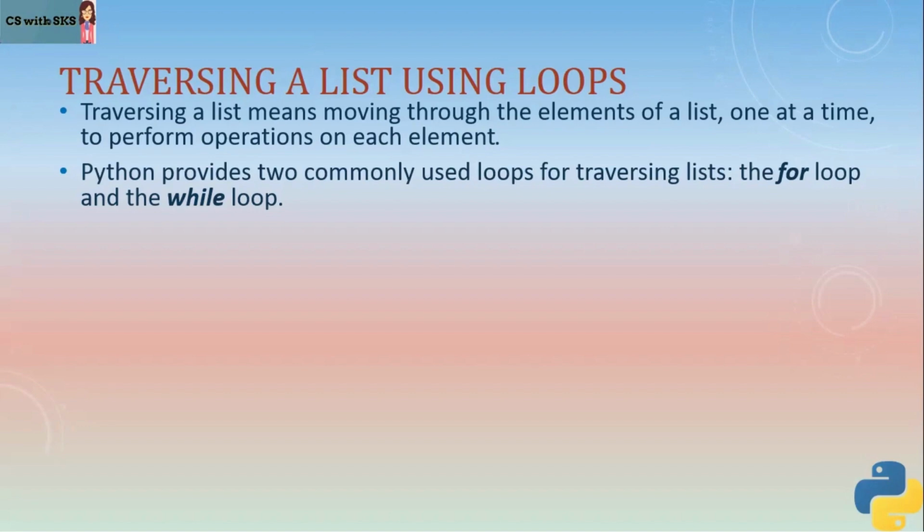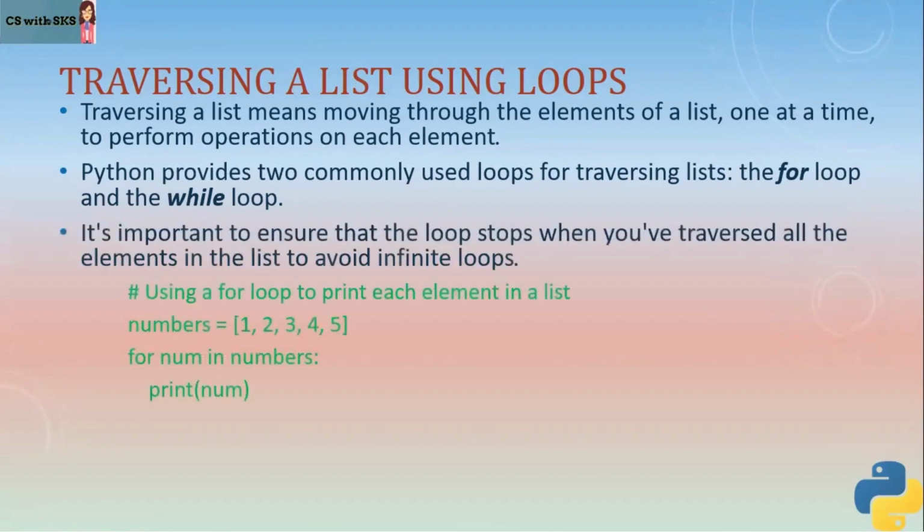looping statements. So in Python, we have for and while, and we can traverse lists using both these loops, right? So you need to ensure that loop stops when you have traversed all the elements in the list to avoid infinite loops, right? So you have to have some condition, you have to have a stopping point so that your loop does not convert into an infinite loop, right?